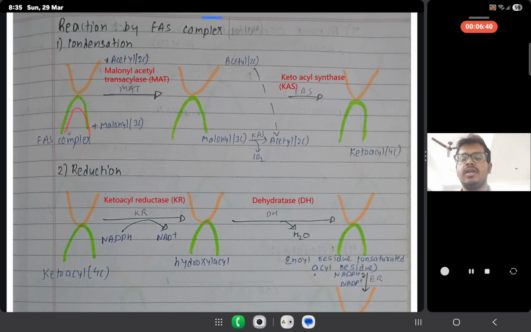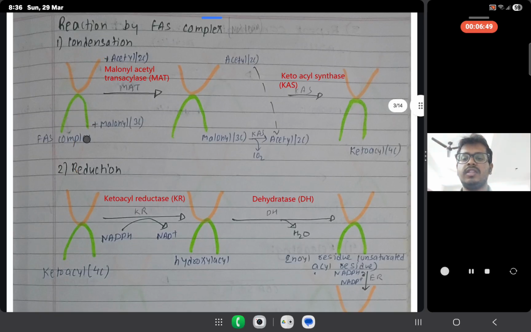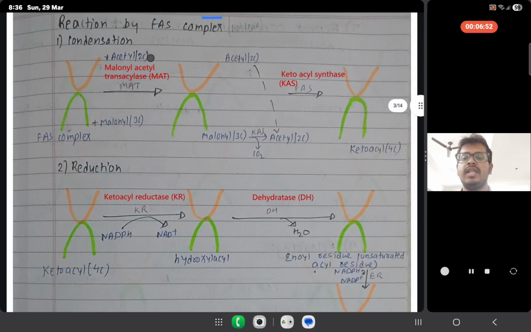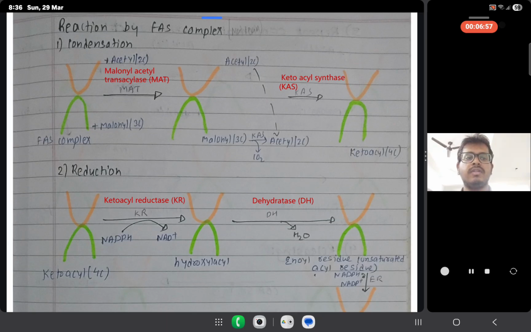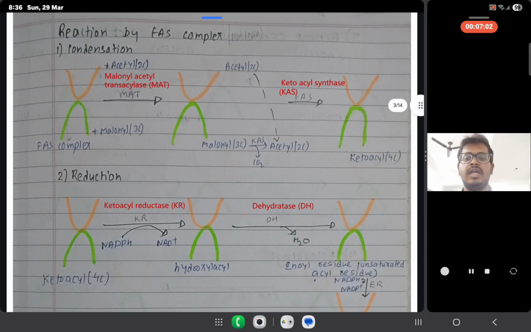As we know, this has symmetry about this side, that is why it is drawn in green, and this is yellow. So the fatty acid synthase complex in presence of acetyl and malonyl. Acetyl is 2 carbon, malonyl is 3 carbon, and in presence of MAT, that is malonyl acetyl transacylase, it is converted to acetyl. This compound is there, that is the fatty acid synthase complex with acetyl 2 carbon and malonyl 3 carbon. This goes here in presence of KS, that is ketoacyl synthase.